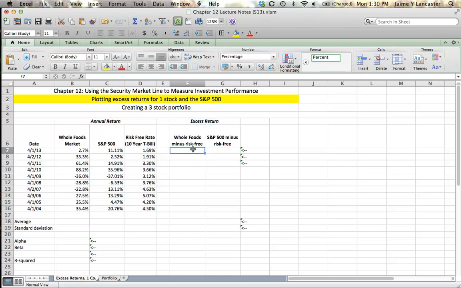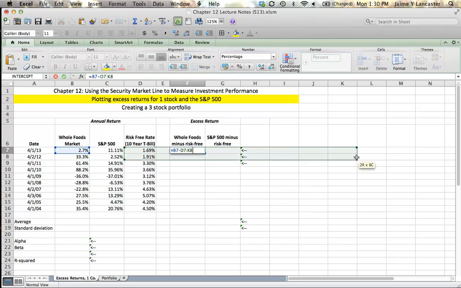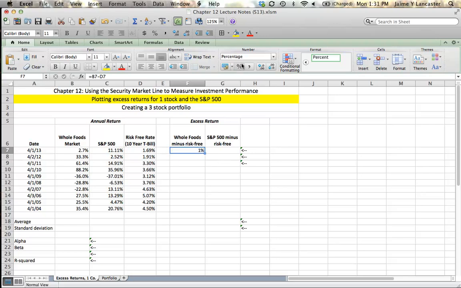If I invested in Whole Foods in 2013, I would have received a 2.7% return. If I had instead invested in a 10-year T-bill for a risk-free return, I would have received 1.69%. So what that tells me is that I received an excess return of just under 1%. So for taking on the risk of Whole Foods, I earned just about 1% extra. I can drag this down to get my data for Whole Foods for all 10 years.